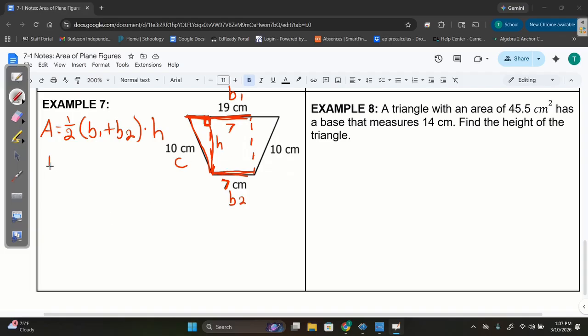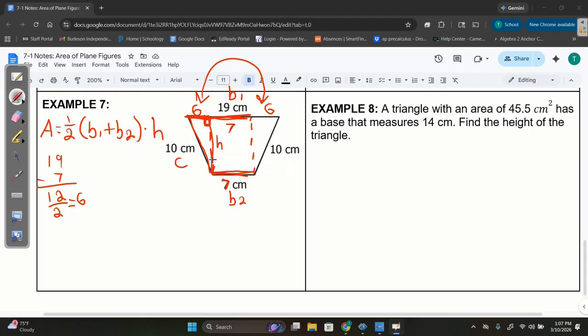So what I can do is I can do 19 minus 7 and get 12, and then split it into 2 equal pieces to find out what each distance here and here are. So I can take that 12 and divide it by 2, getting 6 for the bottom of this triangle.